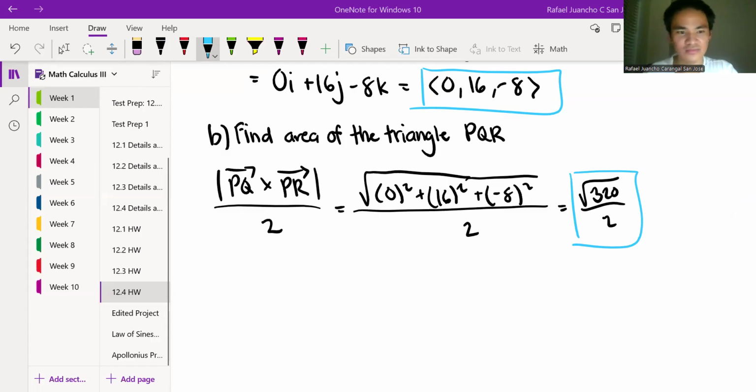Let's see if you got it. I divide that whole thing by 2. Yeah, right? Wait, let me double check. Something about my solving. 256 plus 64, 320. So it's square root of. There's no way. Is it divided by 2? Yes, because that's the area of the triangle. We divide the area of the parallelogram by 2. Okay, let's submit and see what happens. Nice, finally. I'm kidding.